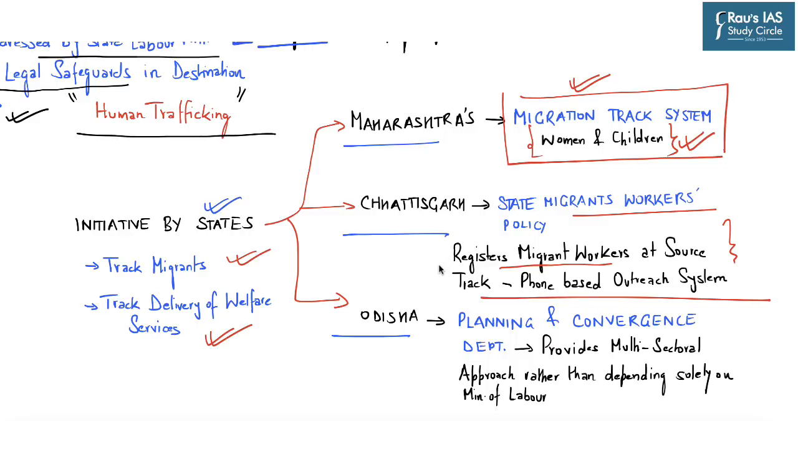Now, NITI Aayog, in its draft national policy for migrant workers, has highlighted an important aspect of intercoordination within the ministries. In this regard, the Planning and Convergence Department of the State Government of Orissa provides a multi-sectoral approach for the migrant workers rather than depending solely on the Ministry of Labor, which is generally the nodal ministry. So these can be said to be some of the impressive steps taken by some of the states for the welfare of migrant workers.